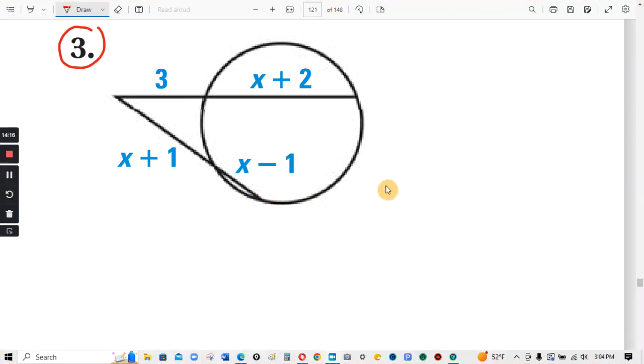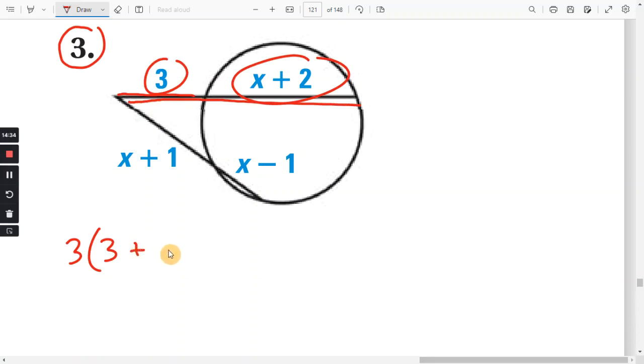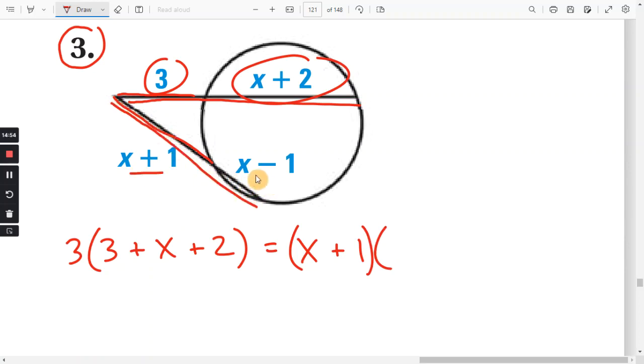All right, let's see here. External segment is 3, and the entire segment is going to be 3 plus x plus 2. And that's going to equal the external segment, which is x plus 1. Use parentheses, and that's going to be times the entire segment, which is x plus 1 plus x minus 1.